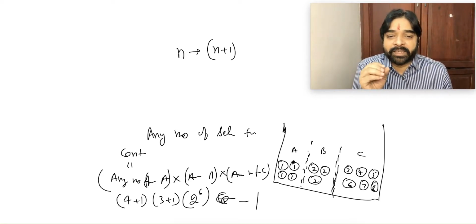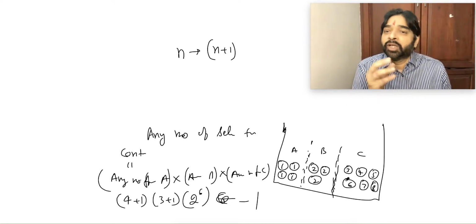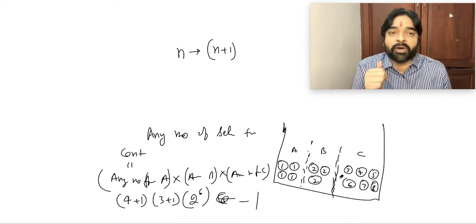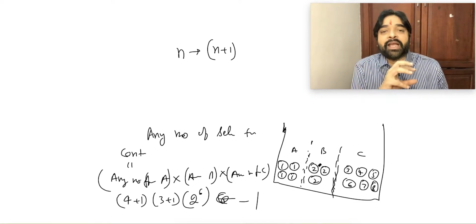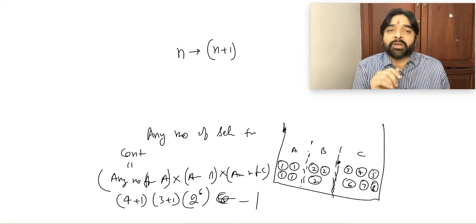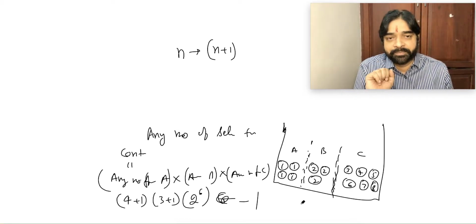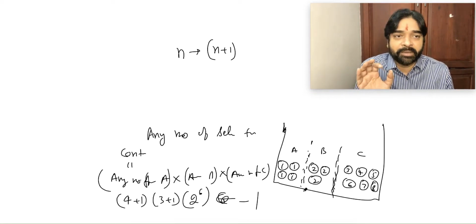If you speak like this, at least one from here and at least one from here and at least one from here, so surely minimum how many you will get out of? 3 you will get. We want at least one from the container. So what is the best way? Find out in how many ways I can select any number of objects, minus 1. Why minus 1? Because 0 selection is not allowed. At least one. Did you understand the point?